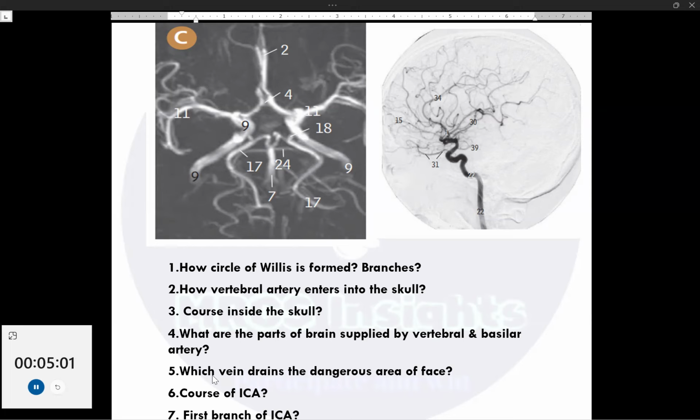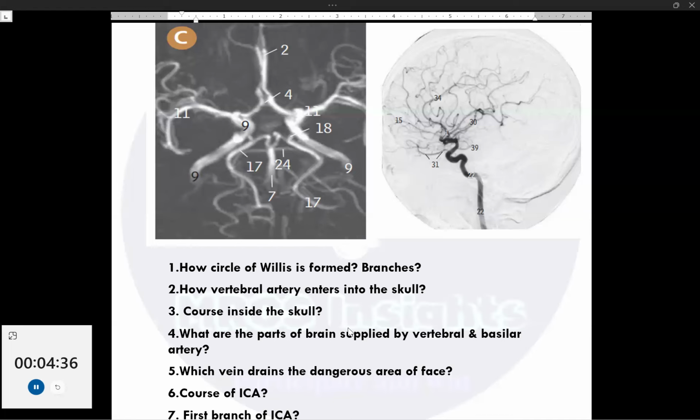Which vein drains the dangerous area of the face? It's the inferior ophthalmic vein. Excellent. Now tell me the course of the internal carotid artery in the skull. The internal carotid artery enters the skull through the carotid canal in the petrous part of the temporal bone.